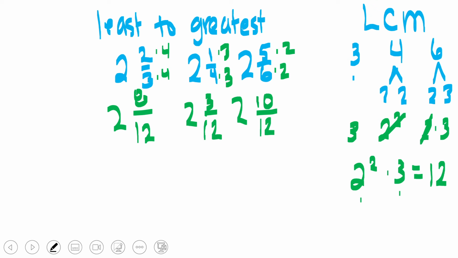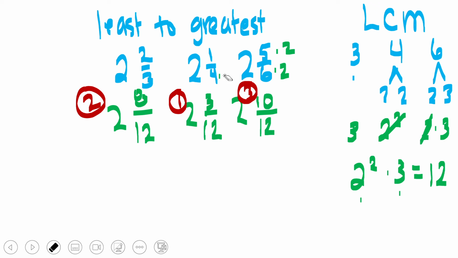Now we can compare the fractions more easily with like denominators. Alright, so we're going to say in order 2 and 3/12 comes first. 2 and 8/12 comes second. And 2 and 10/12 comes third. But we're going to use our original given amounts to compare and order them in least to greatest.